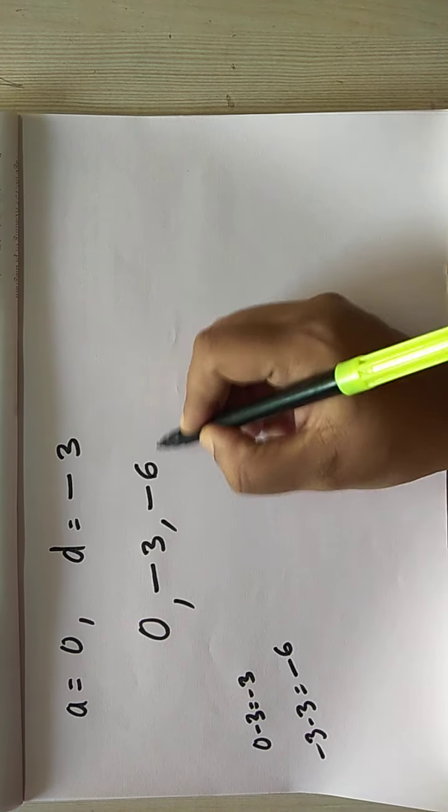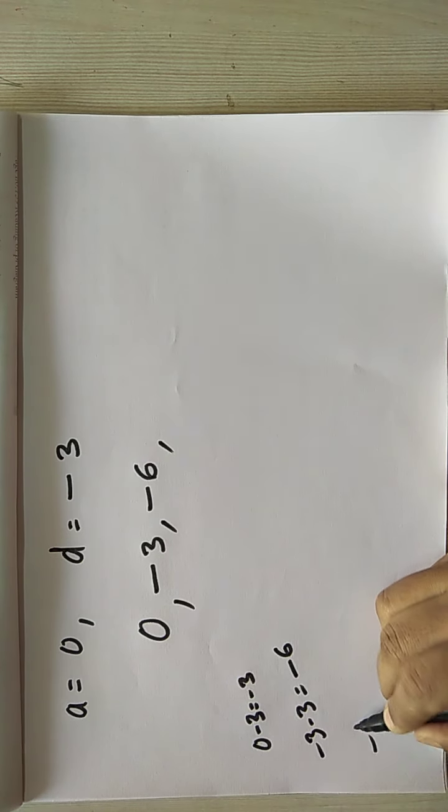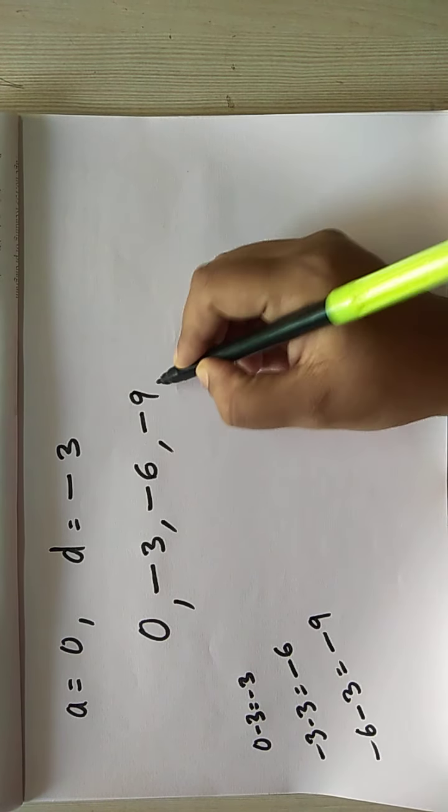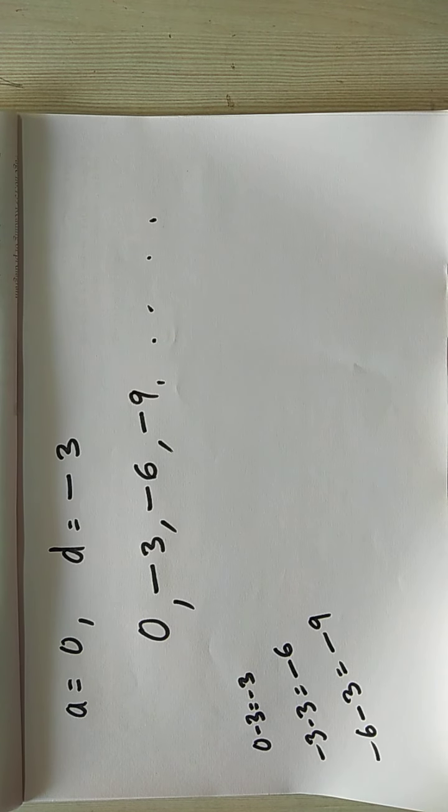So the next term is minus 6. Then minus 6, one more minus 3 will be minus 9. So the next term is minus 9. This is how we make an AP. You have to add the common difference every time. Let the common difference be positive or negative, whatever. You have to keep on adding the common difference.